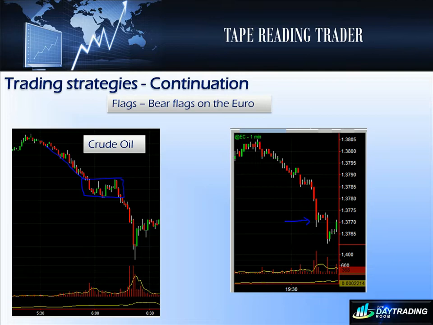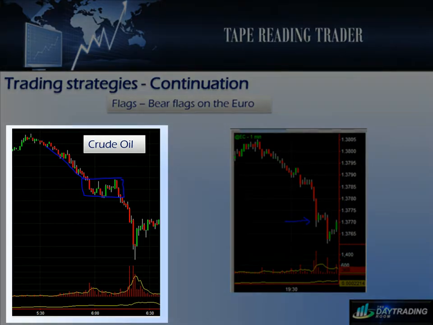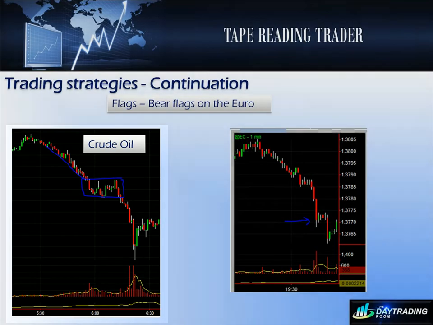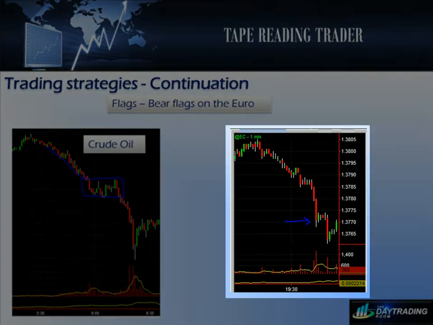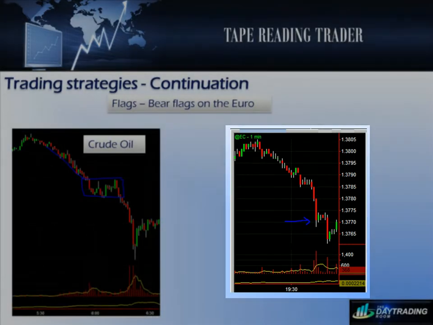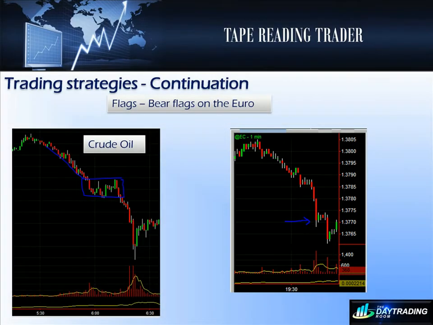Drive lower, sellers back off, or buyers step up, and we get an equilibrium point. The crude oil version on the left got a several-minute equilibrium point, 5 or 6 minutes. Well, looks more like 10 actually, 10 minutes. And on the euro, you've got 2 or 3 minutes. And often the weaker the market, the less time it will take to consolidate.